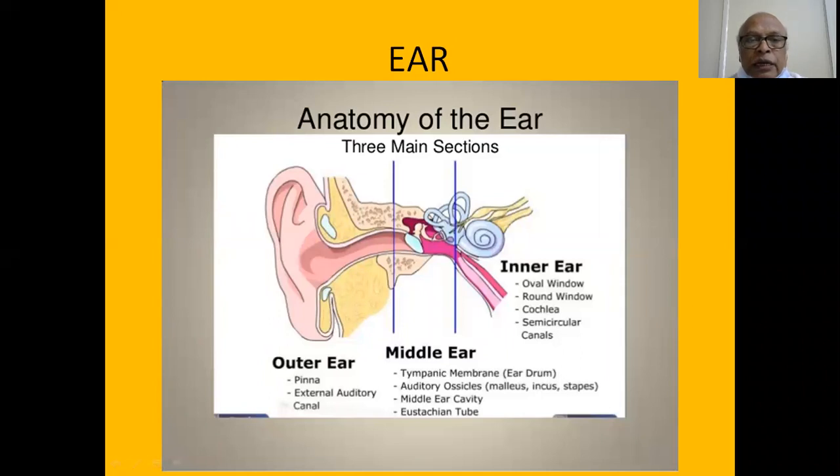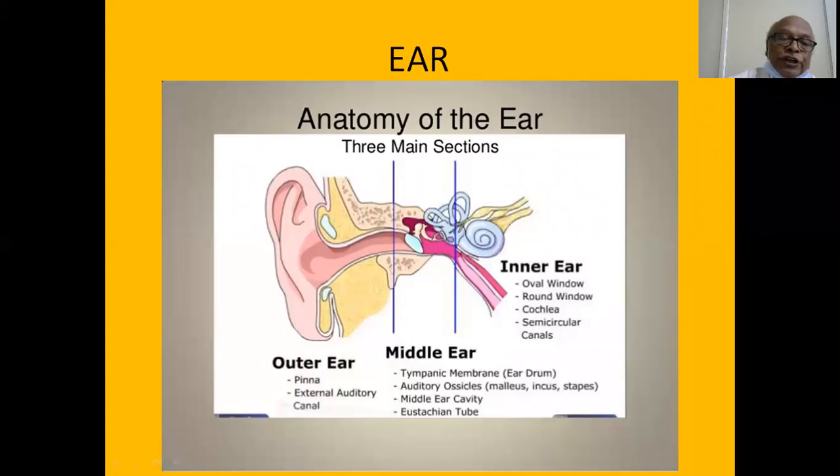External ear consists of the pinna and the external canal. And then there is the middle ear, which consists of the tympanic membrane and ossicles, and then the inner ear, which looks like a snail shell.